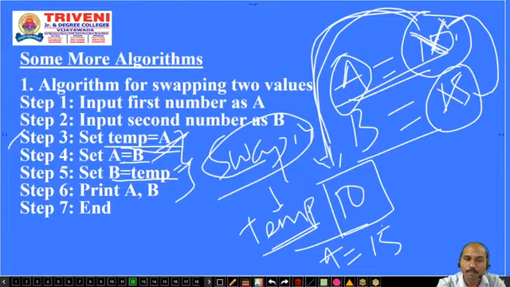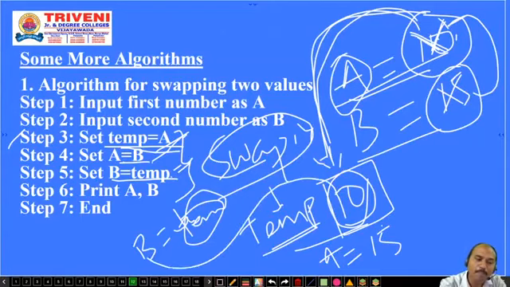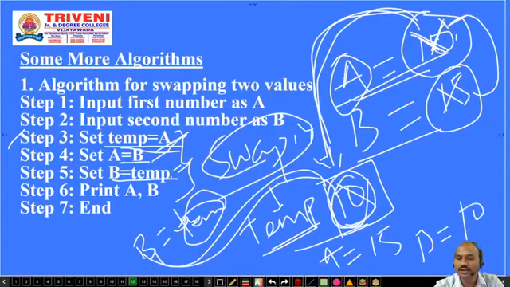That means B equals temp. What was the value of temp? The temporary value is 10. The temporary value 10 goes to B. So the statement inserts the 10 into B. So again the B value is 10. Here is the swapping. That's what we have to say.